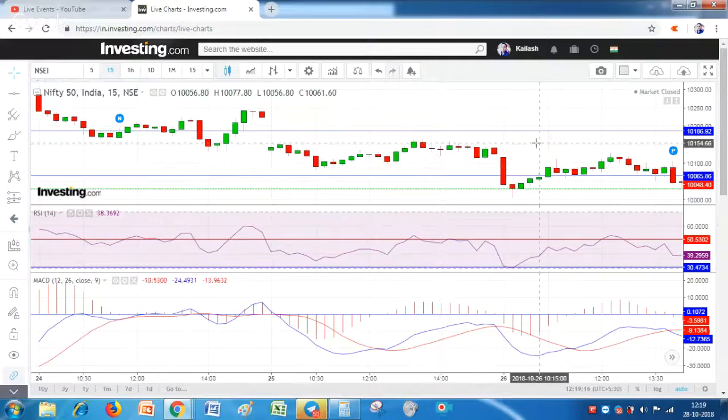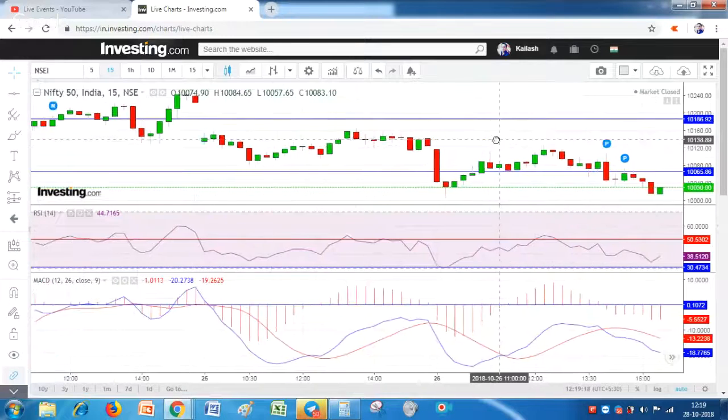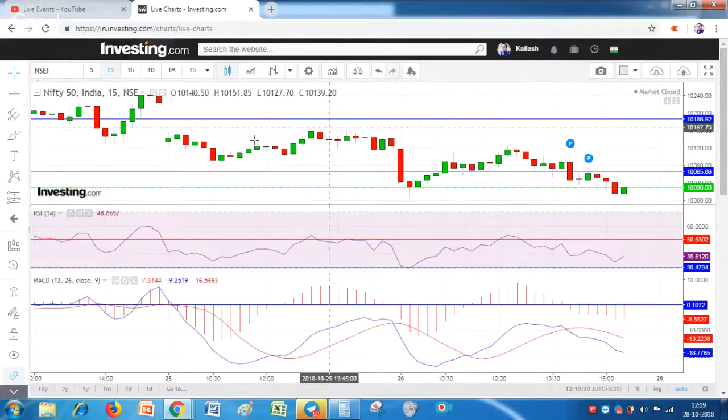So fine, for intraday, I like the 5 minutes time frame. We can go with the 15 minutes time frame as well. See, even at this candle there was a sell signal. Sorry, this is on the 26th actually.